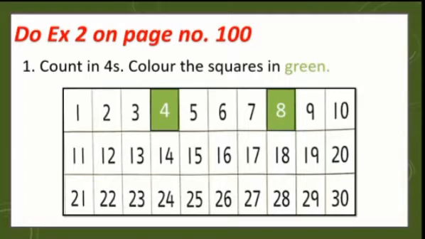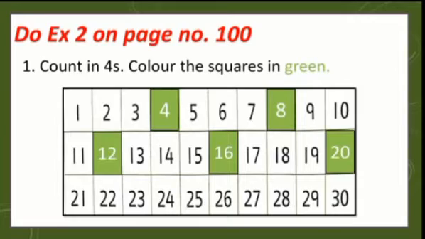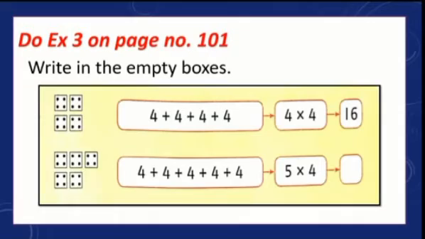First you count, then color. Then 12. After that 16. Now keep counting in 4s and color the squares, like 20. Then count in 4s again and color the squares 24, then 28, and so on. Then open page number 101 and do exercise 3. Write in the empty boxes.